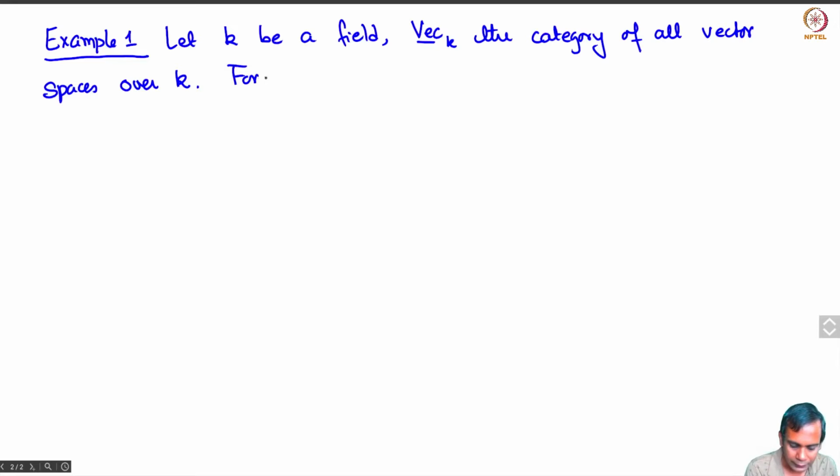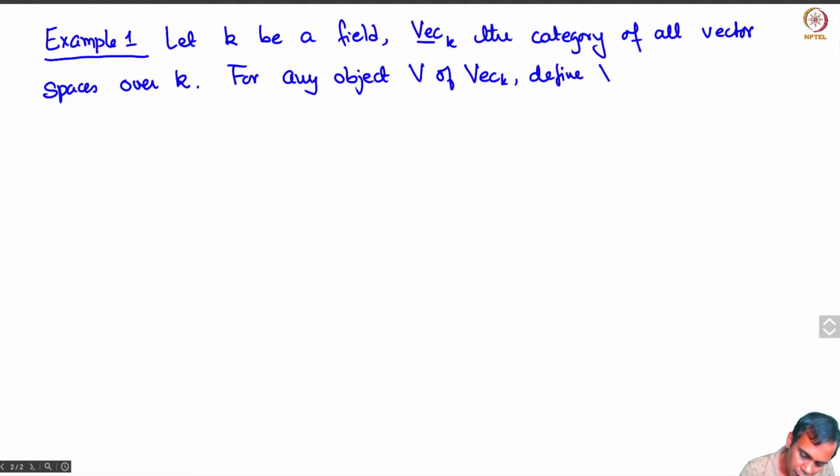Now for any object V of Vec_K, define its dual, which we denote by V prime, to be the set of arrows from V to K itself. So K is a vector space over K. It's a one-dimensional vector space, and we just take all the arrows from V to K, which in other words is just the linear maps from V to K, which we also call linear functionals on V.